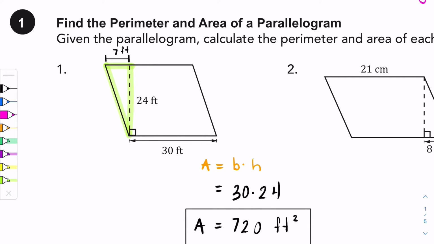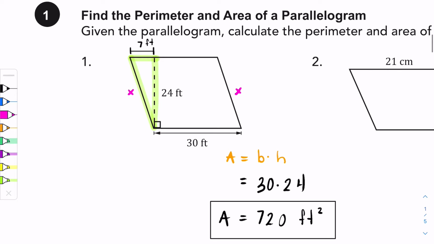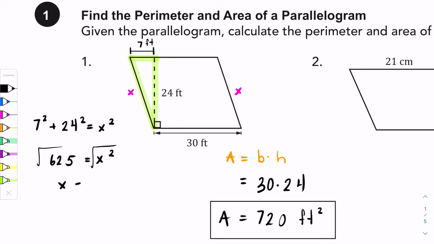So we are going to solve for x in order to get that side, and if we find that side, we know the other side is also x. We're going to use the given value that I filled in of 7 squared plus 24 squared is equal to x squared. 7 squared plus 24 squared, when I type that into my calculator, is 625, which is equal to x squared. Square root both sides, x is equal to 25.